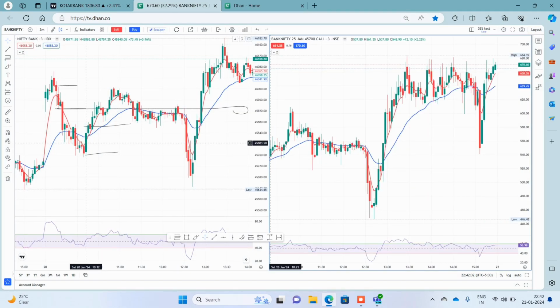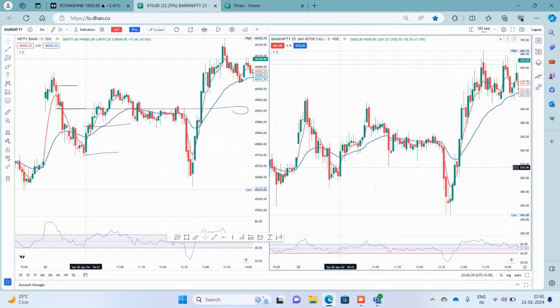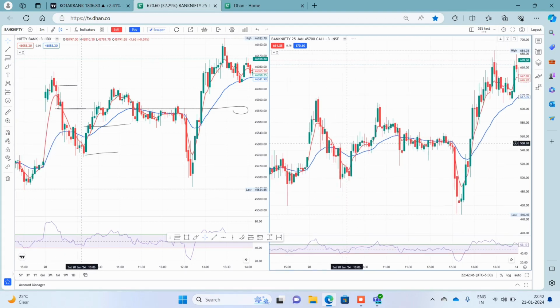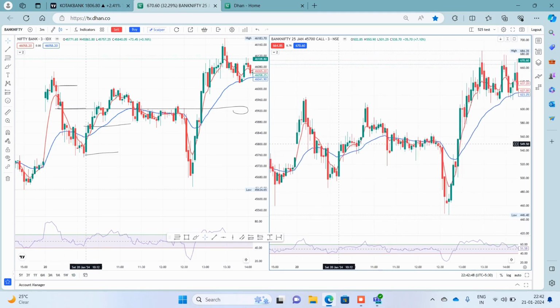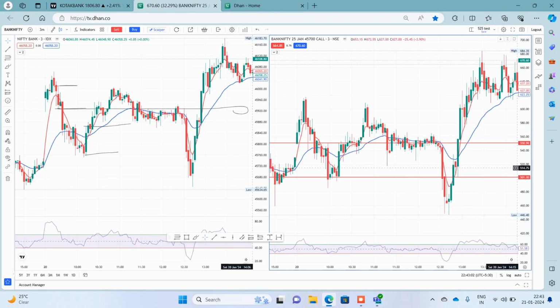What is the time of this candle? If you see downside, this is the 10:12 a.m. candle. Okay, on this 45,700, let's see the 10:12 a.m. candle. Is this the 10:12 a.m. candle? Yes, this is the 10:12 a.m. candle. Top of this candle will be our entry. Let me put a horizontal line here. This is our entry. Our entry is at 550. Where is our SL? Our SL is at 500. 50 points is our SL on this.